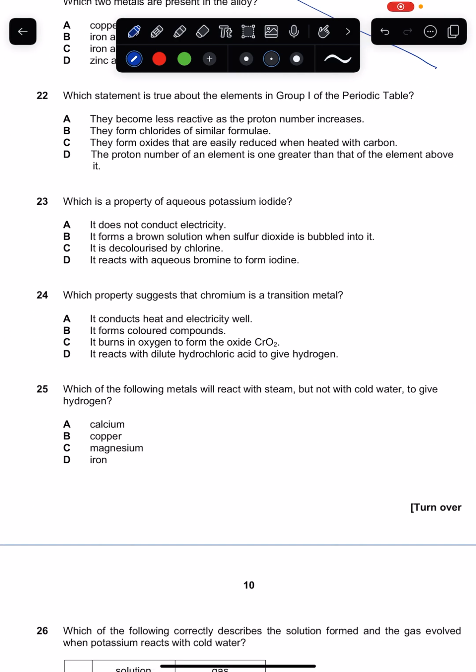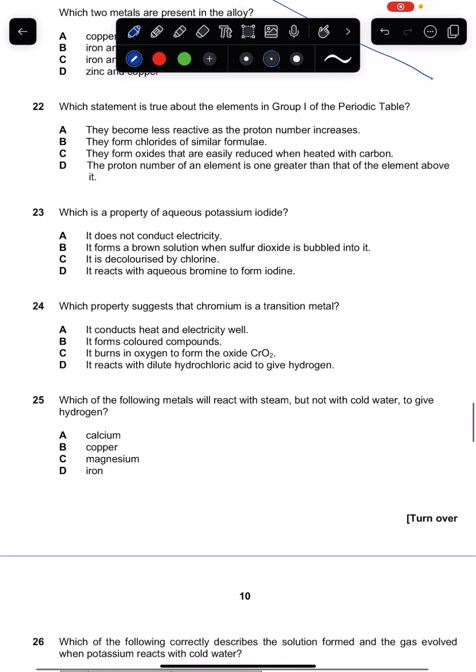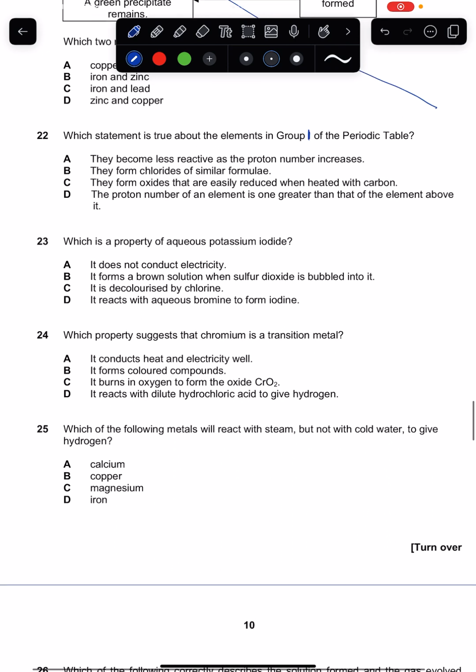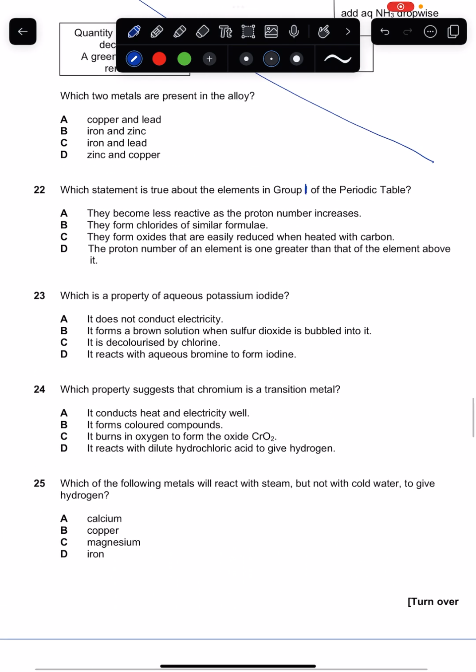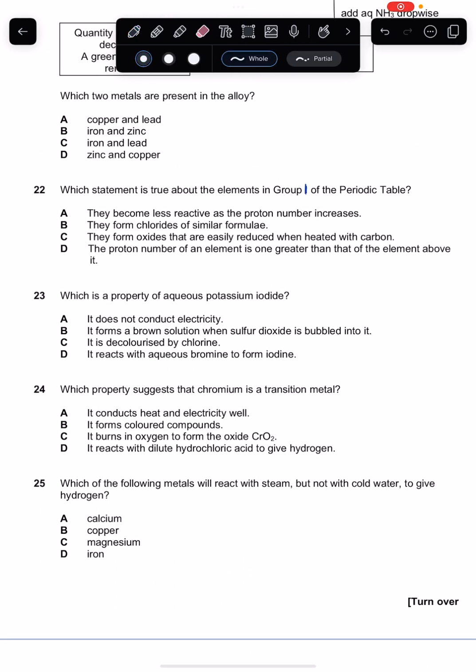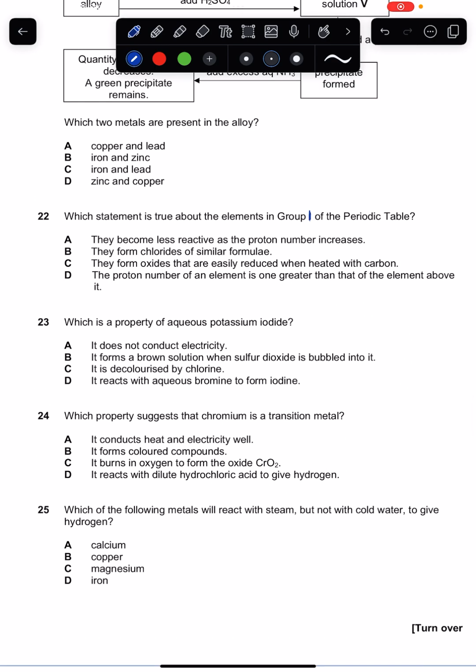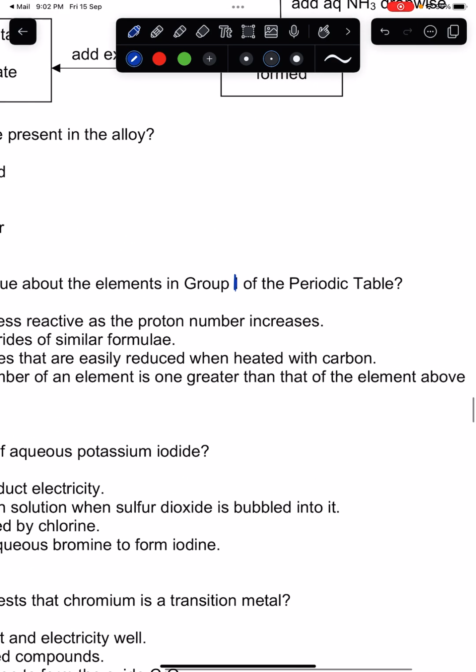Question 22. We can do 22. It's a periodic table question. So many things happening here. So let's try and figure out what's happening. Option 1 is talking about reactivity. So let's talk about reactivity then.